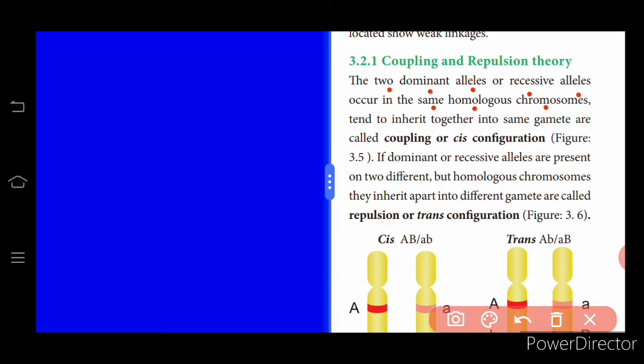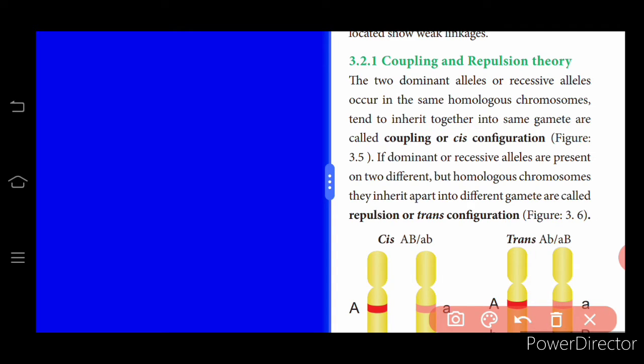They tend to inherit together. So here the keyword is together. Inheriting together in the same gamete is called coupling or cis configuration. Do you follow? So when they are inheriting together, then you call it coupling.